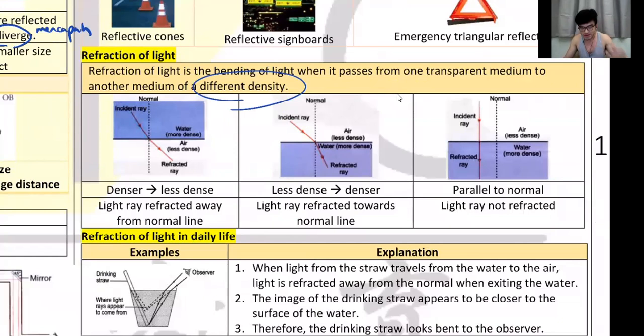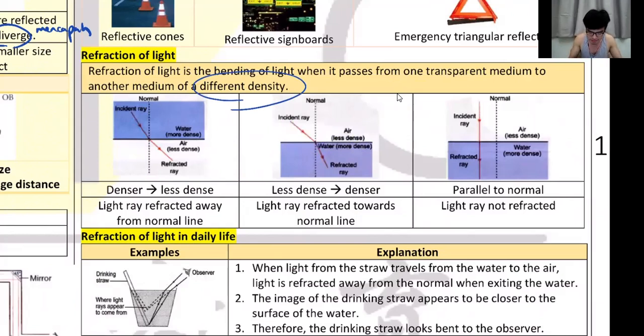If I go from air to water or glass, there's a density change. Air is less dense, water is denser. If I go from a less dense place, a not so crowded place, air is less crowded, there's less atom. If I go into water, there is more atom. It's more crowded. I need to slow down. When you drive on a very empty road, suddenly wow, there's people, you need to slow down.